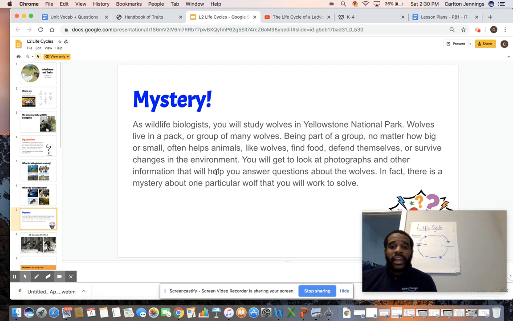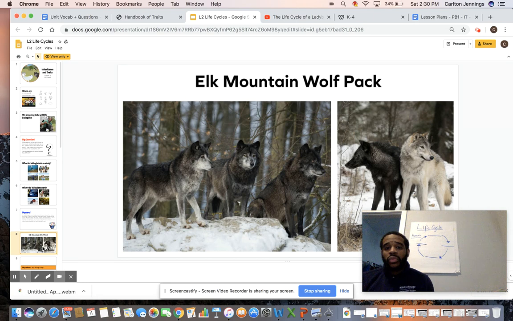We will also look at photographs and other information that will help us answer questions about the wolves. There's going to be a mystery about one particular wolf that we are going to work to solve, which is Wolf 44, that light gray wolf. This is the Elk Mountain Wolf Pack of gray wolves. Here you have a better picture. You can see the gray wolves are a darker gray color, and then there's a lighter gray wolf all the way on your far right. We're going to try to figure out the mystery of why that wolf is a lighter gray color.